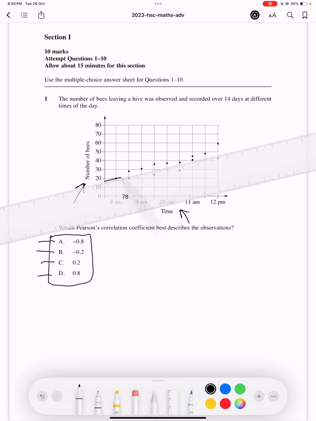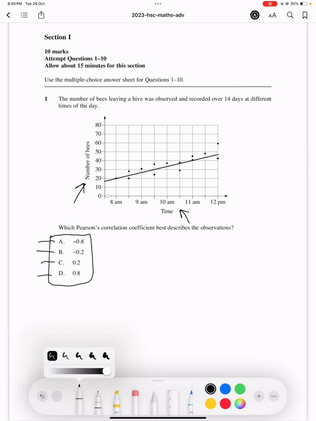Something that looks like that. Now, this line of best fit that we've drawn there is clearly sloping upwards. The reason why we know it's sloping upwards is because we always read our graph from left to right. And a positive slope means a positive gradient. It also means a positive Pearson's correlation coefficient.